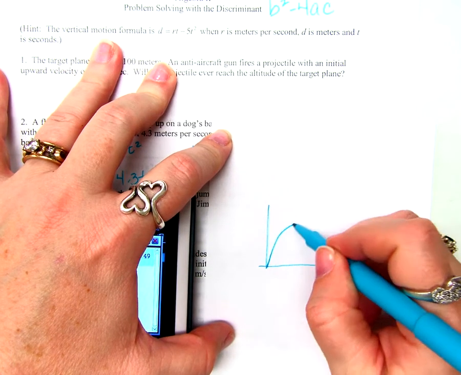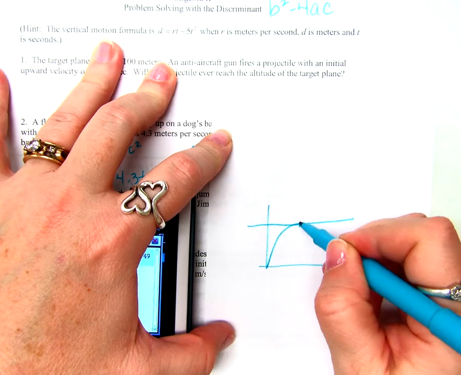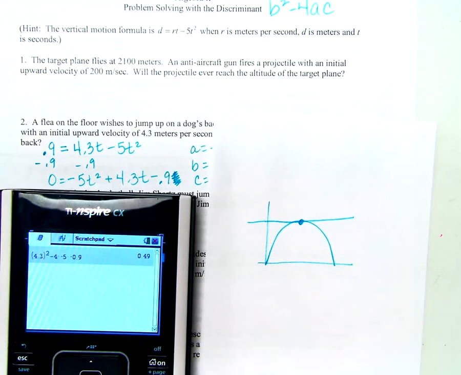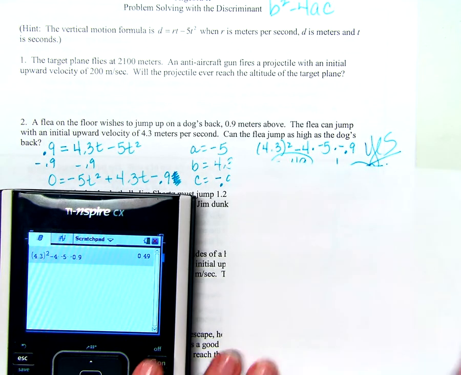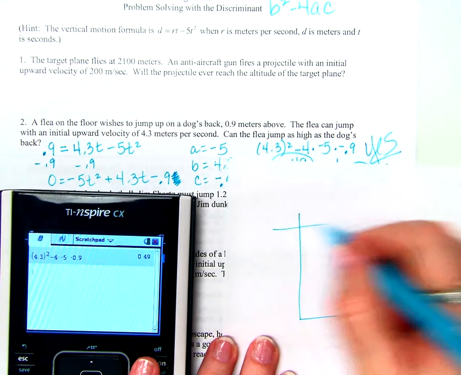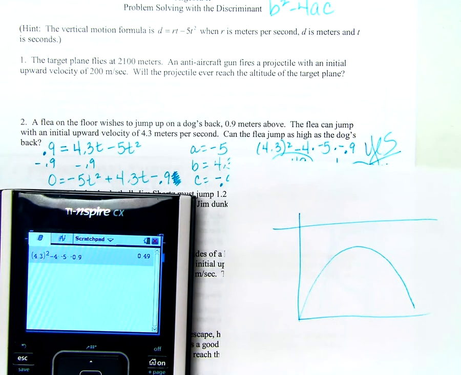What if it's 0, guys? What would it look like? Like that. Can the flea get high enough to jump on the dog's back here? Yes, but only one time. It only has one chance. What would it look like if it was negative? We're trying to get to a certain height, and here's the parabola. It doesn't get there.